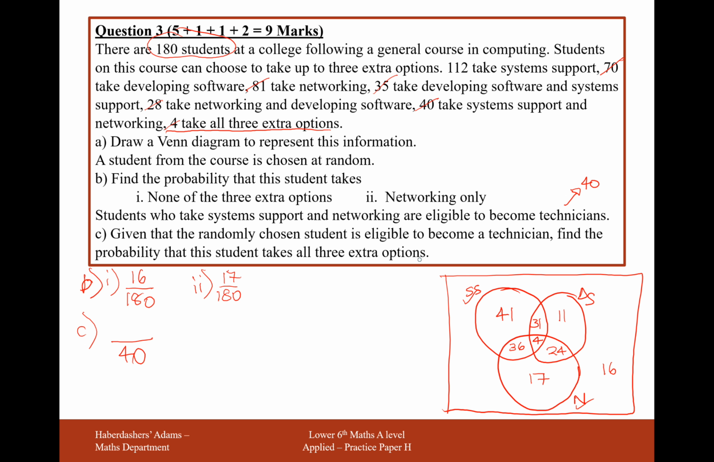all 3 extra options. Well, in this case, we're looking for people who can become technicians, in which case we're only looking out of these 40 students here. 4 of these students study all 3 options, so our probability here is 4 out of 40. Okay, that's 9 marks for that question.